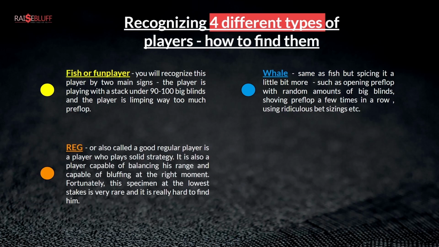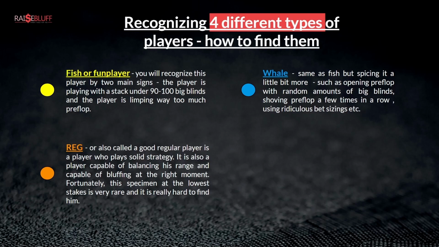Another type of the player is rec, or also called a good regular player, and this is the type of player who plays solid strategy. He is also a player capable of balancing his ranges and capable of bluffing at the right moment. Fortunately for us, this specimen at the lowest stakes is very rare and it is really hard to find him.